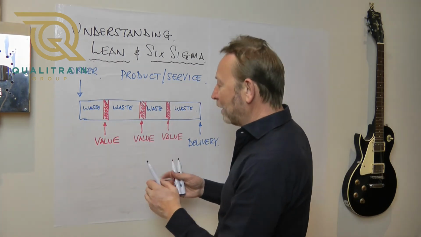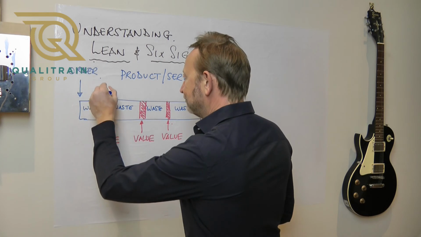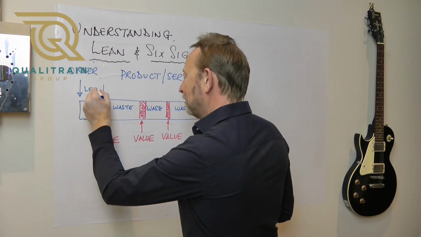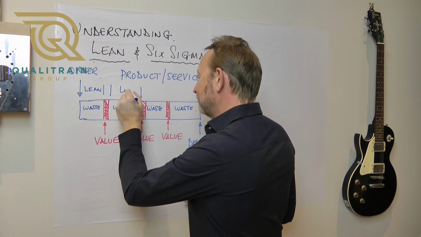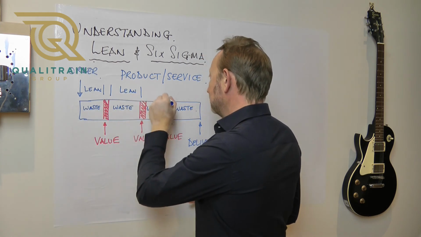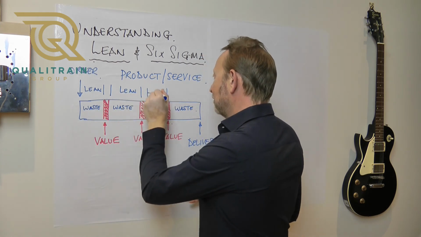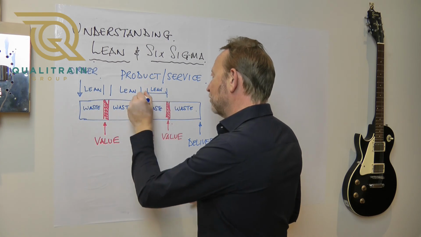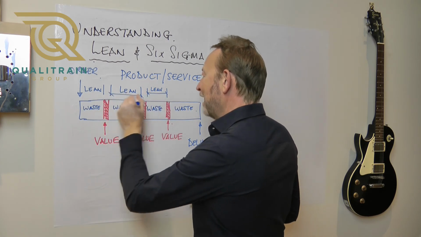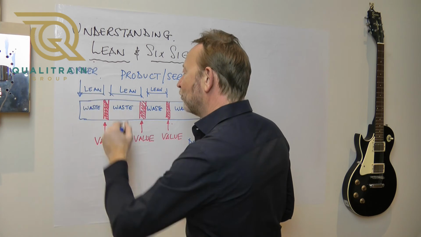So look, what Lean does, Lean looks at all the delay time. All of this stuff, sitting around in queues. How do we shorten this? Because there is a hell of a lot of cost in all of that queuing.